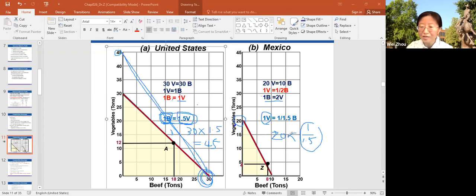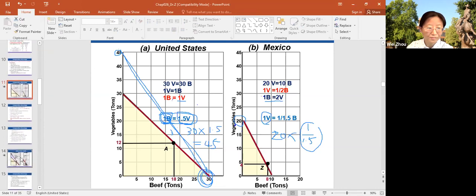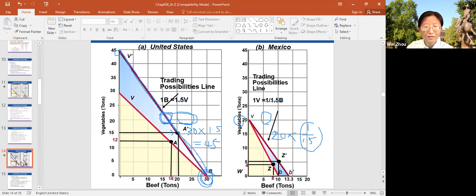All right, if you do the calculation, that is what I get. So here it will be 13.3. We can see the maximum Mexico is going to produce is 20 vegetables. But if I sell all of them to the US, the maximum beef I can get is 13, which is better than what I produce myself. So the new PPC curve is like that.